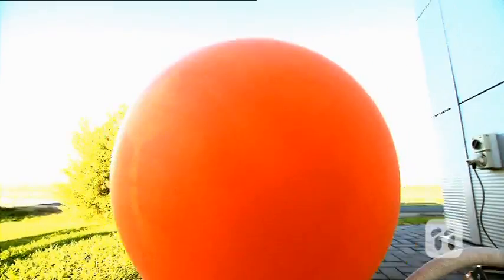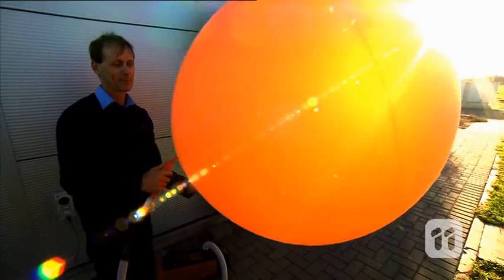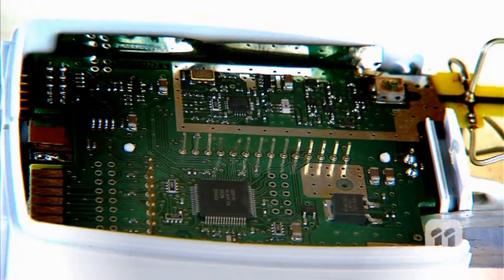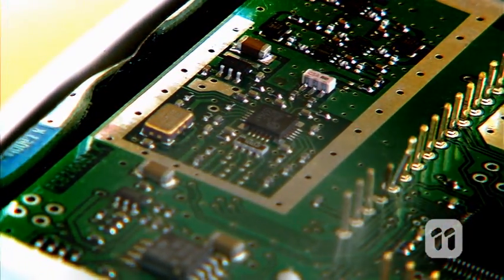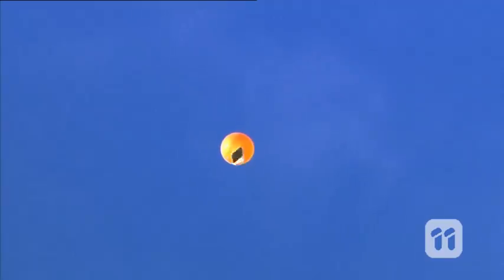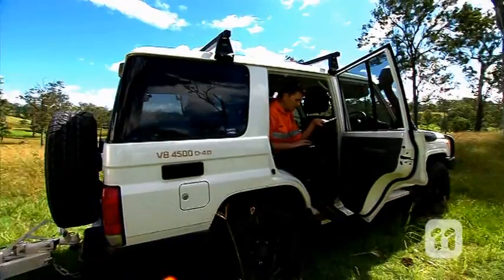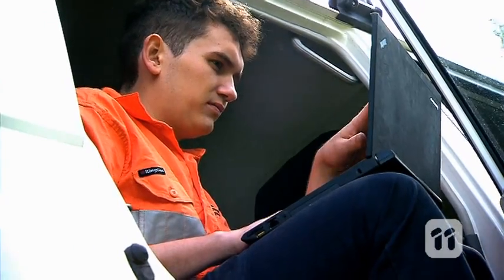Weather balloons can only be used once as they are filled with helium, which means they continue travelling upwards through the atmosphere. On board, they have a mini weather station that measures atmospheric pressure, temperature, humidity, and wind speed. And this information is transferred via radio frequency back to my computer.